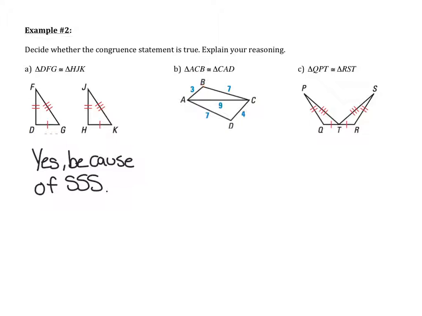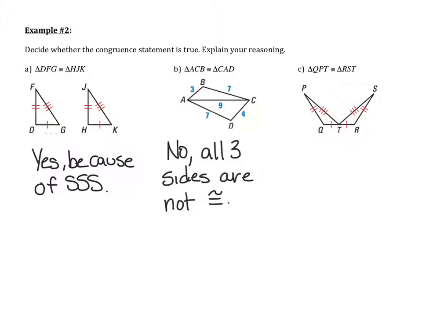However, AB is not congruent to CD since it's 3 over here and 4 over here. So this congruence statement is false. My answer would be no, all 3 sides are not congruent.